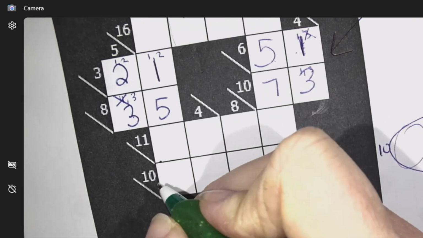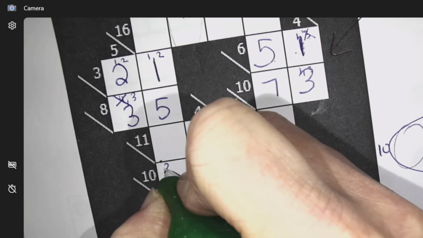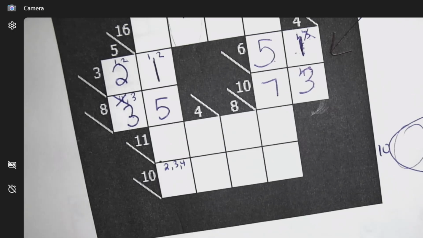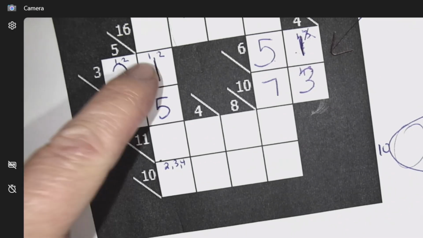Okay, so I'm going to write these baby numbers. 2, 3, 4 are my options there. Why didn't I put the 1? Because I've already used a 1 in that.